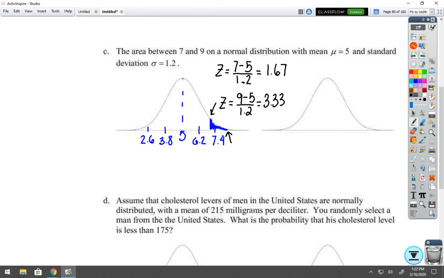Now we can put those into our data chart or our standard normal. 0, 1, 2, 3. My first number is 1.67, about right here. My second number is a little over 3, and my area p-value is exactly equal to my opposite p-value in the non-standard normal. Letter D.